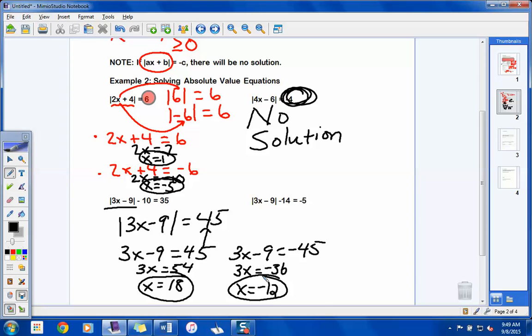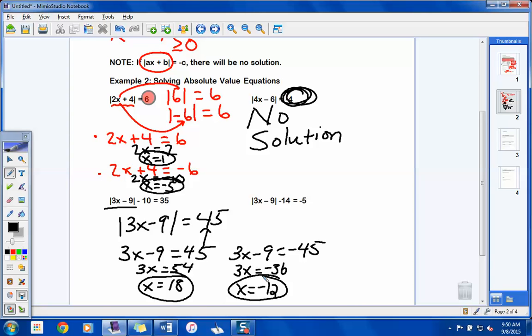Works, right? Same thing down here, negative 12. 3 times negative 12 is negative 36. Negative 36 minus 9 more is negative 45. How about your absolute value of negative 45, kiddos? 45 minus 10 more. Works, doesn't it?